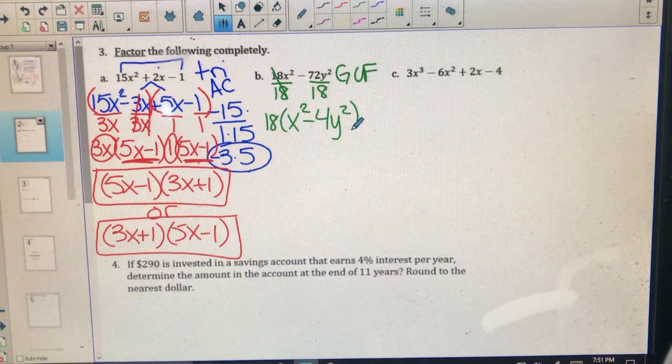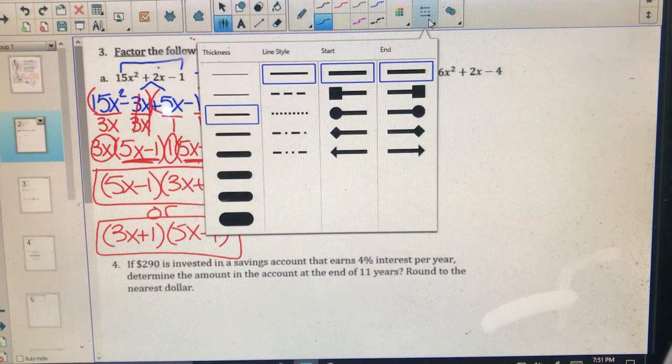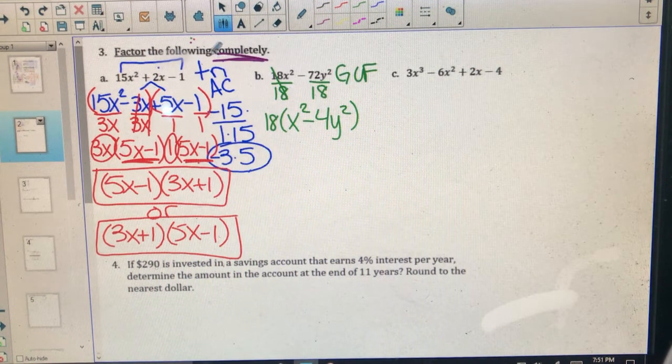Now, I don't know if you remember what we did in class, but when you are factoring completely, you have to see if anything can be factored again. In part A, this 5x minus 1 and this 3x plus 1 could not be factored again. But in part B, I've GCF'd, and I can actually factor this that's left again.